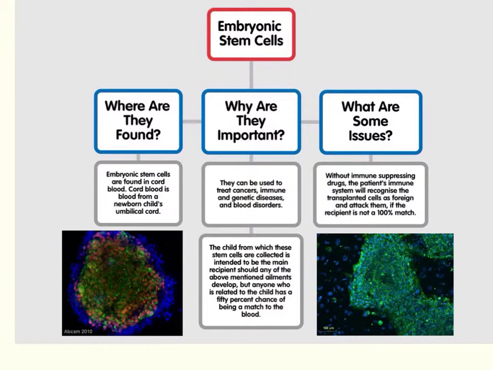Embryonic stem cells. Where are they found? Embryonic stem cells are found in cord blood. Cord blood is blood from a newborn child's umbilical cord. This blood must be collected within a few minutes of the child's birth.